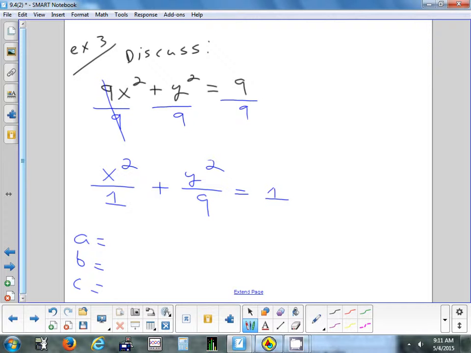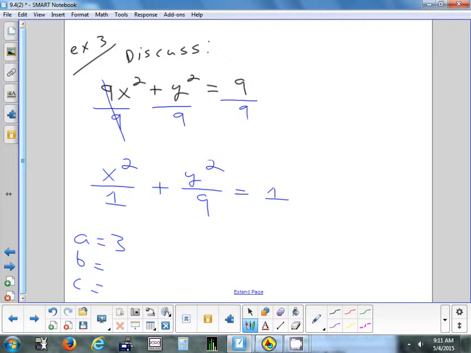Okay, Orlando, what's A here? 9. Close, that's A squared. 3. Okay, A is always the larger number. In this case, that's A squared, so you take the square root, we get 3.